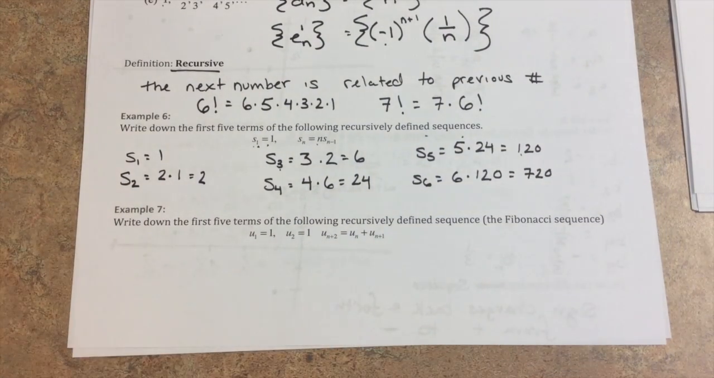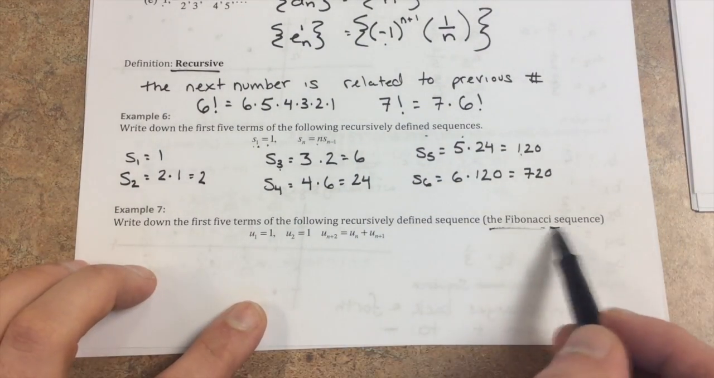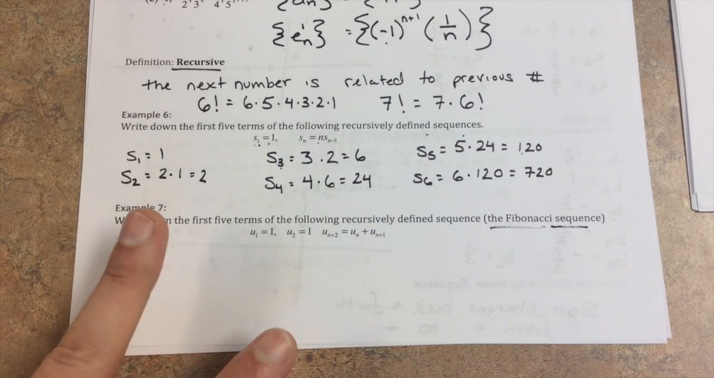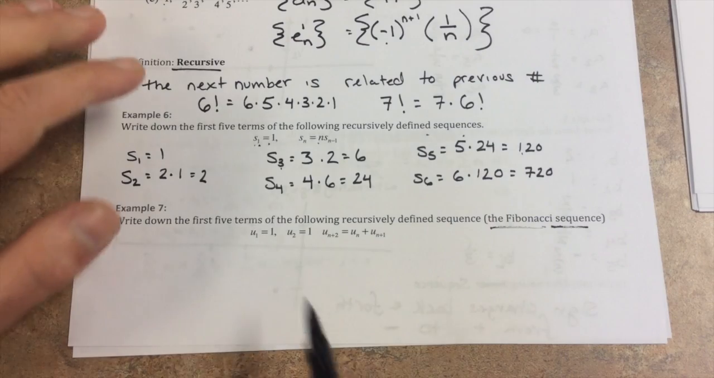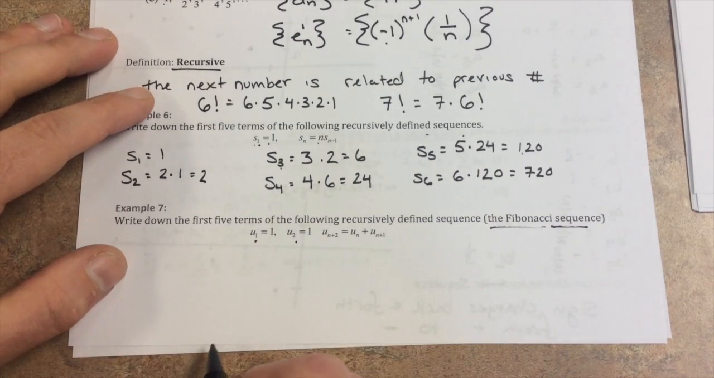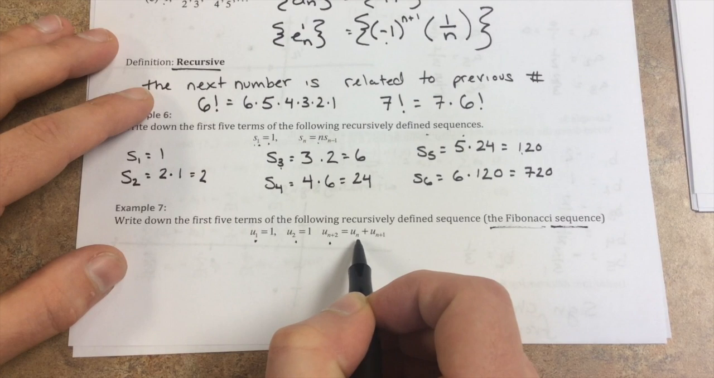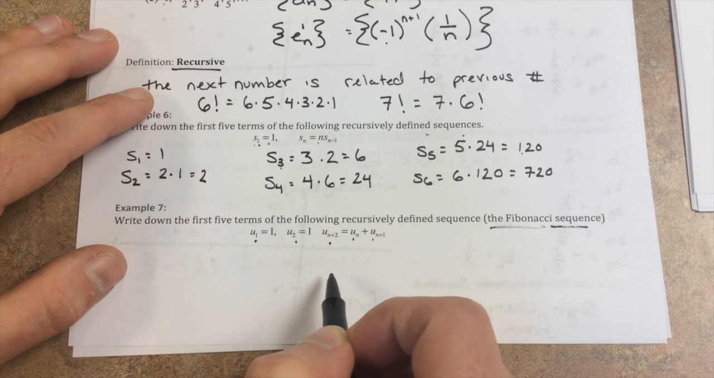Last up with recursive. Here's a very, very famous sequence. It's called the Fibonacci sequence. And it involves 2 terms. So it gives you the first 2 terms, and then says the third term, or the next one after that, is the sum of the previous 2.